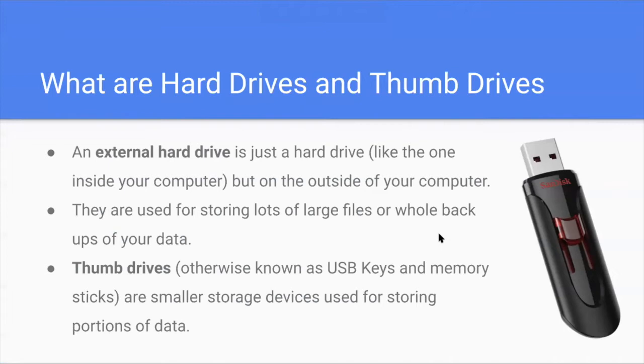So to start off, what are hard drives and thumb drives? An external hard drive is just a hard drive, just like the one that is inside of your computer, but it is on the outside of your device. They are used for storing lots of large files or even whole backups of your data from the device. Alternatively, thumb drives, otherwise known as USB keys or even memory sticks, are smaller storage devices that are used for storing portions of data.